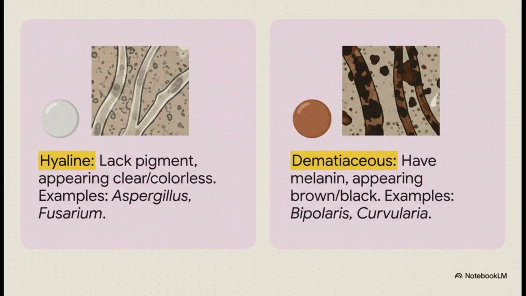Now, if we dig a little deeper into appearance, especially in the lab, there's another super useful distinction. Pigmentation. Is the fungus hyaline, meaning it lacks pigment and looks clear or colorless, or is it dematiaceous, containing melanin that gives it that distinct dark brown or even black color? This is such a quick visual cue that lets scientists communicate basic info while they're working on a full identification.